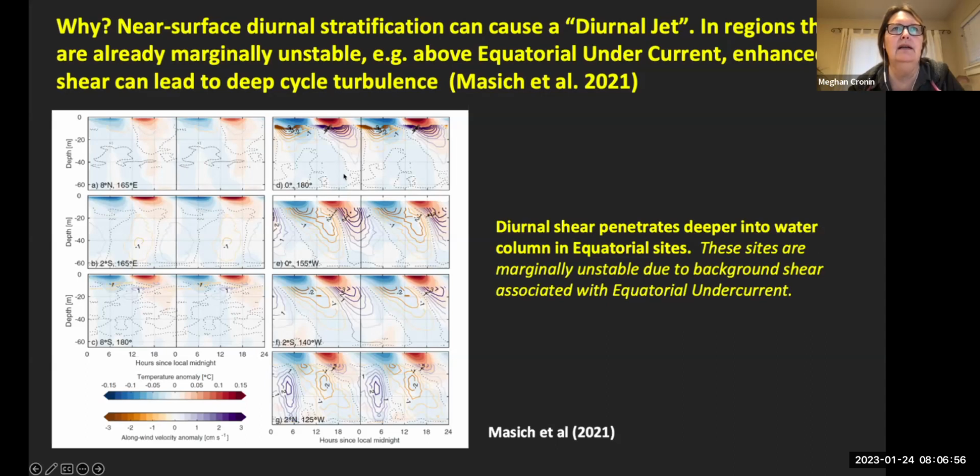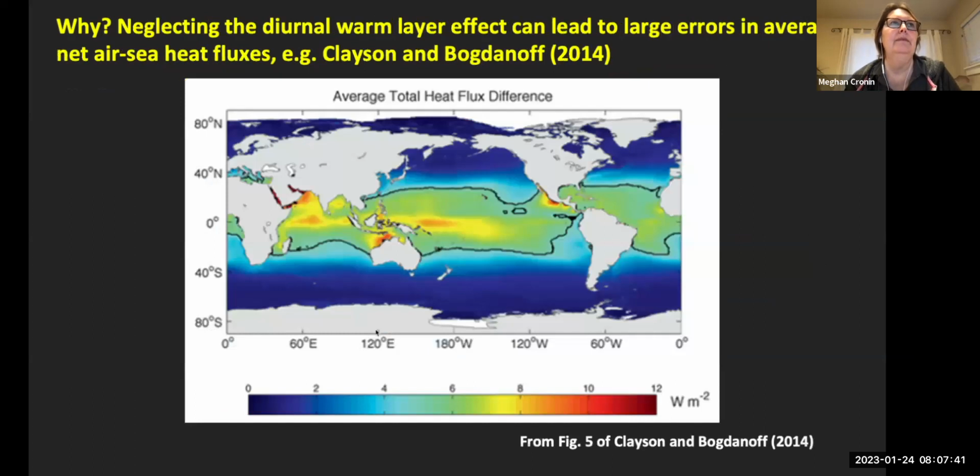You can see that here. This is showing the temperature in shade, and the contours are the zonal current anomalies, composites. This is work done by Jessica Masich et al., 2021. You can see that these penetrate on a daily basis down to 40 meters or deeper. That provides another source of turbulent mixing that could be important for maintenance of the equatorial cold tongue. Why else? This is from Clayson and Bogdanoff, 2014.